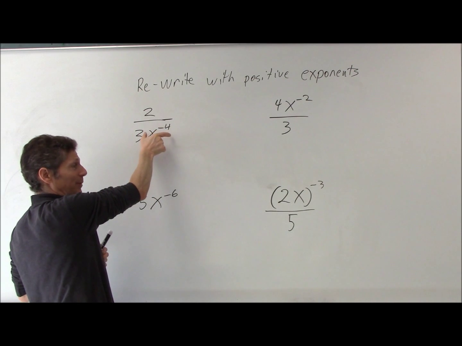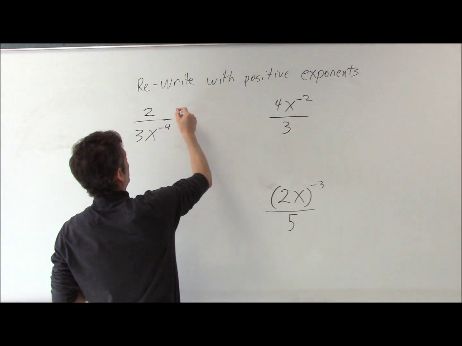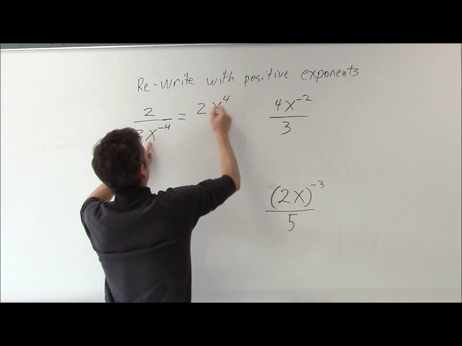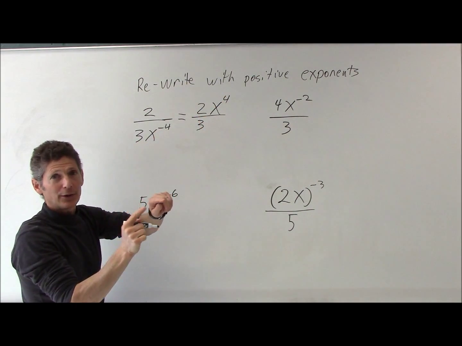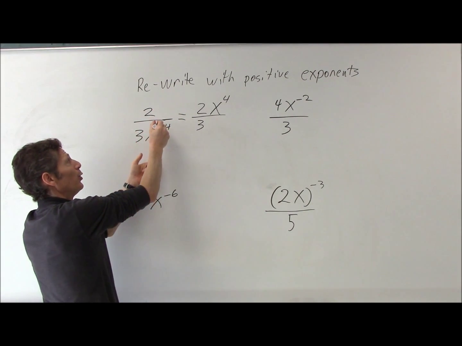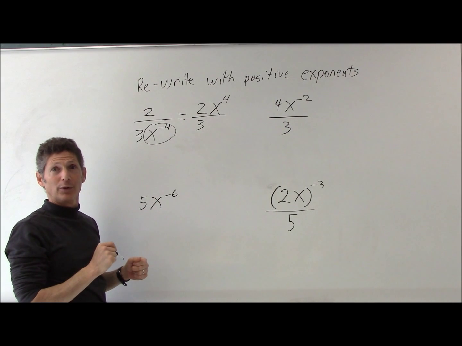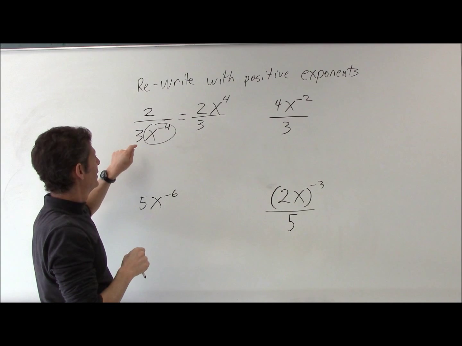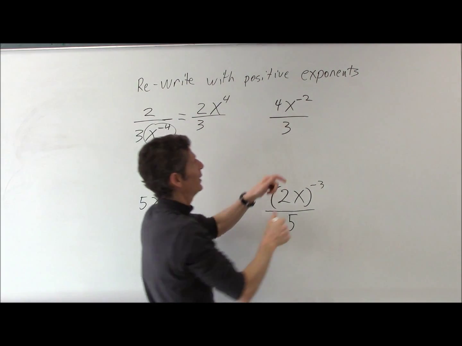I'm just moving that from downstairs to upstairs. I'm going to rewrite this as 2x to the 4th over 3. And just to be really clear, the 2 stays where it is, the 3 stays where it is. The only thing that moves is the guy raised to the negative exponent. Sometimes students want to drag that 3 with them. Stop doing that. 3 stays where it is. Good. All right, let's go to this guy.